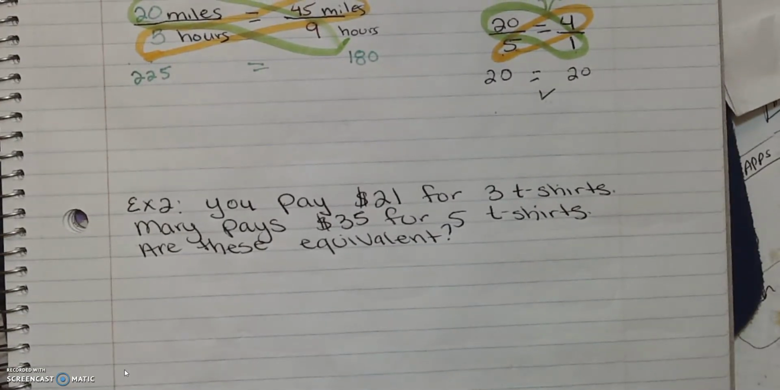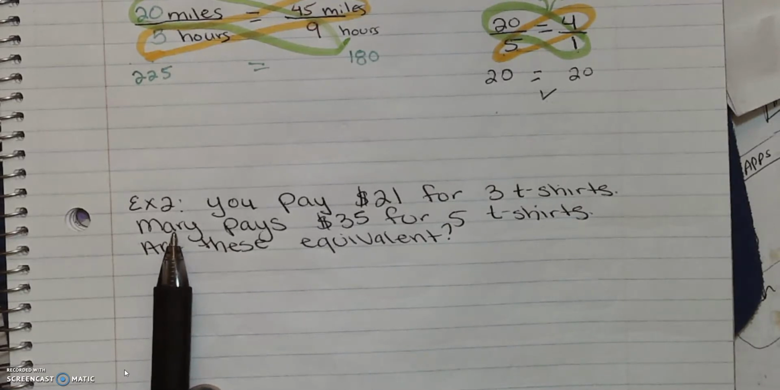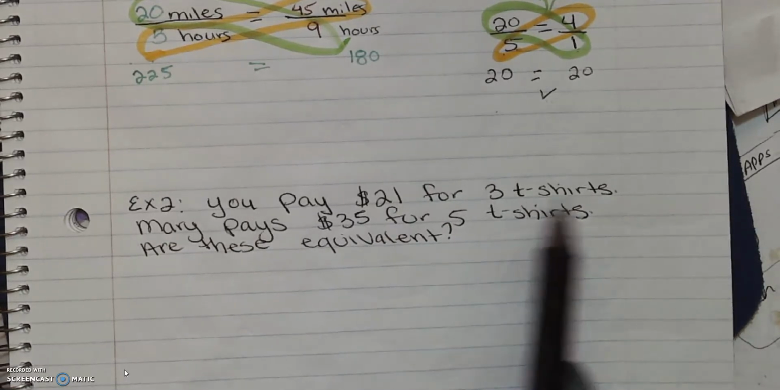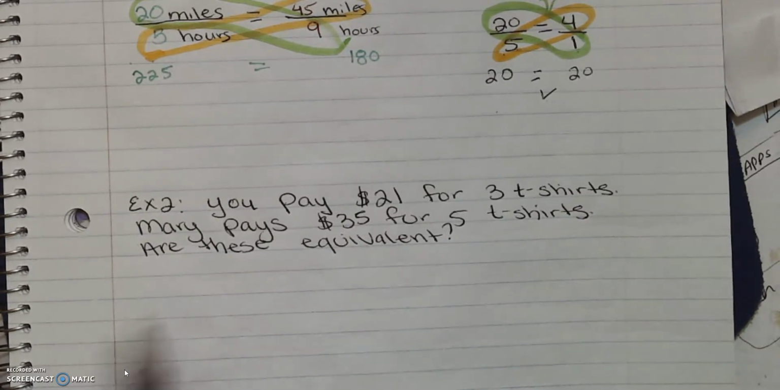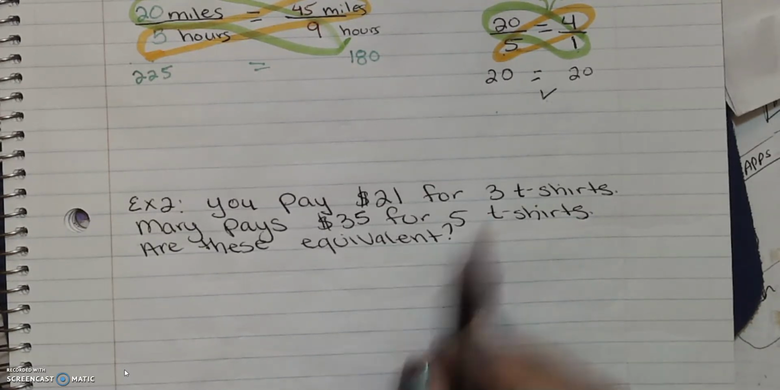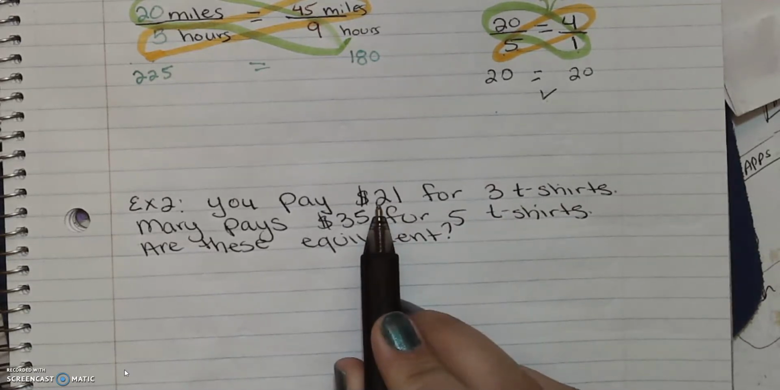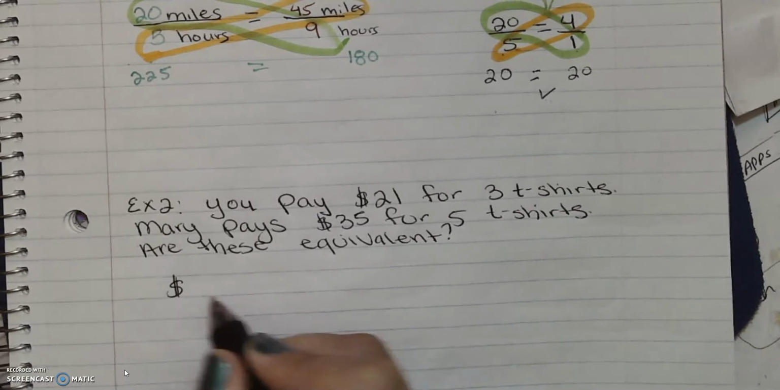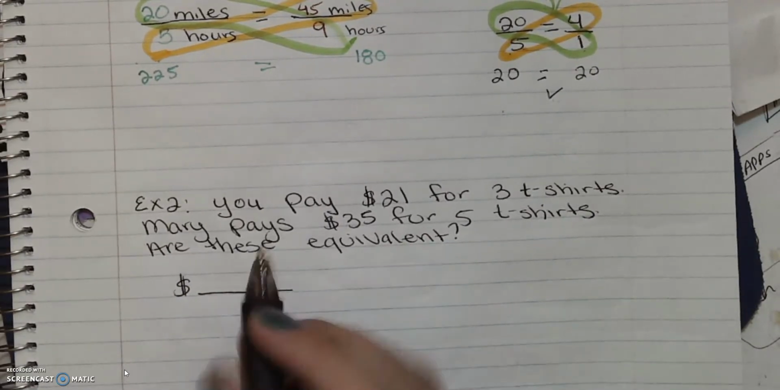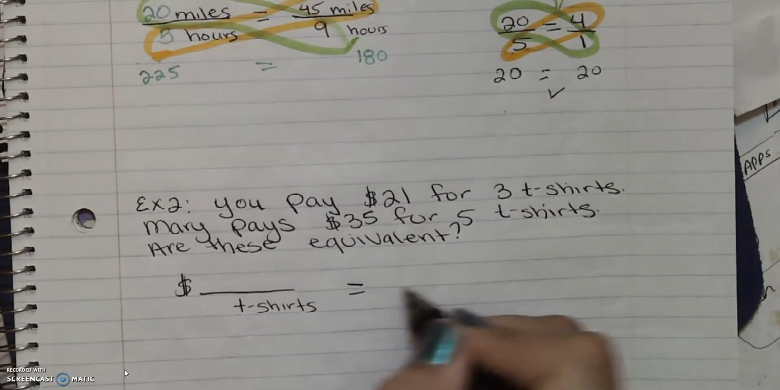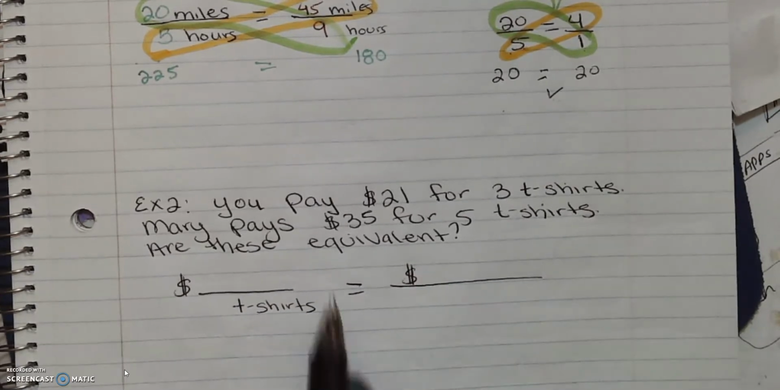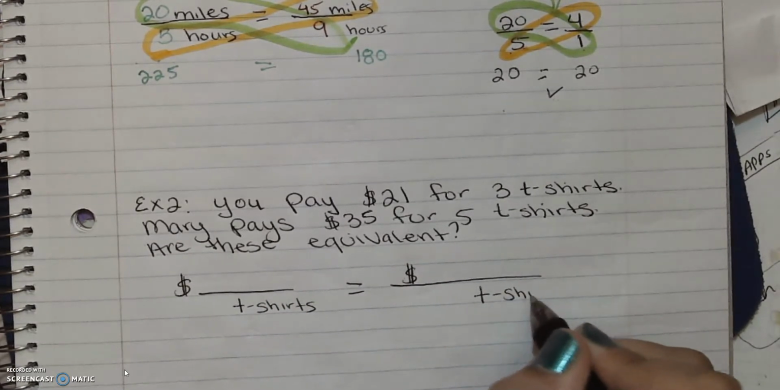Okay, let's give this other one a try. My battery is running low, I do apologize. Now, example 2. You pay $21 for 3 t-shirts. Mary pays $35 for 5 t-shirts. Are these equivalent? Same thing. I'm going to put my money right here, and then we're going to compare it with t-shirts. And I need to compare it again with money and my other t-shirts.